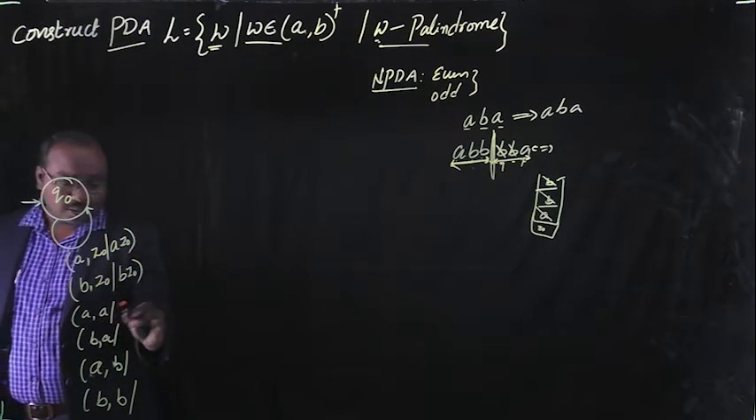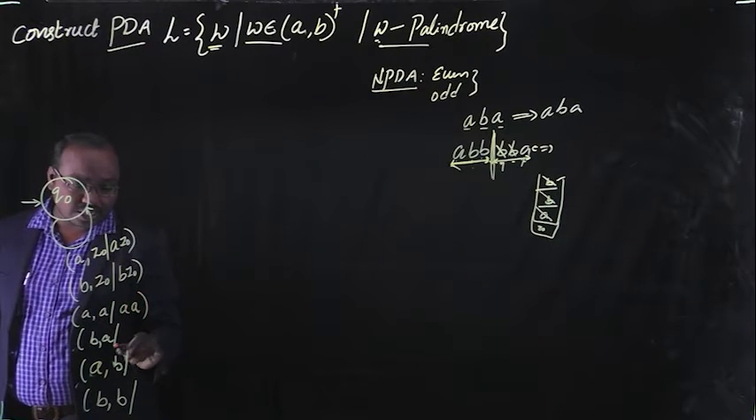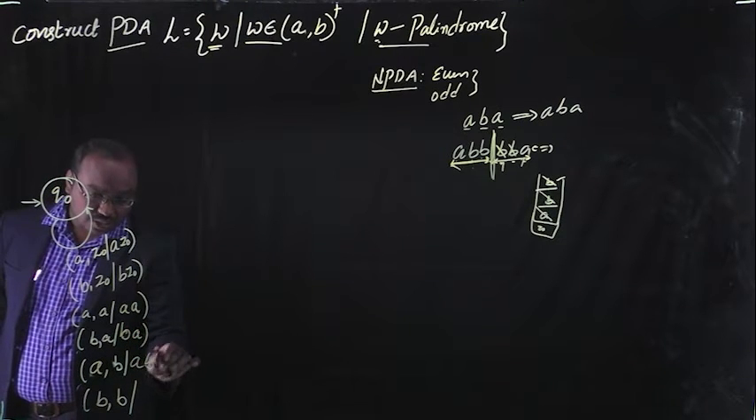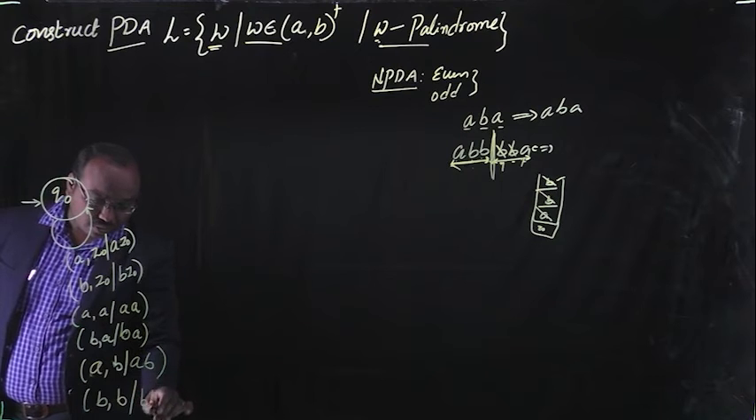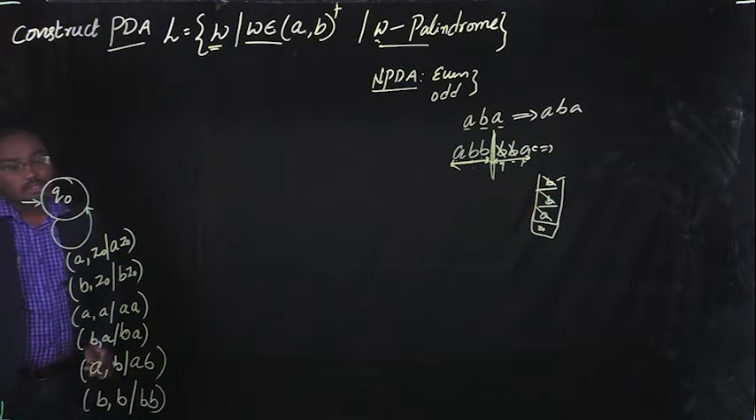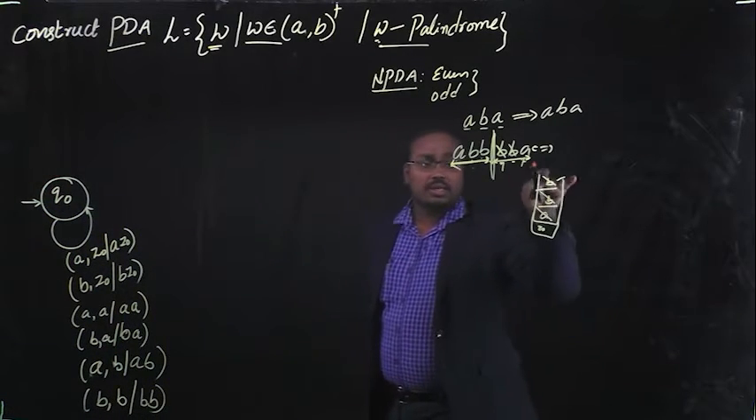Like here, A is on top of the stack and the next input symbol is A, then we have to push B onto the stack. That means BA pushed onto the stack, AB pushed onto the stack, and BB. So these are the possibilities for the next input symbols. So here is how to push all the elements onto the stack.